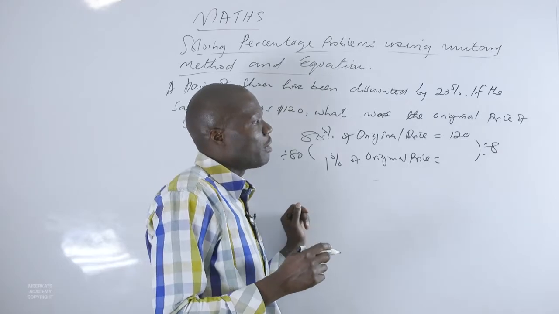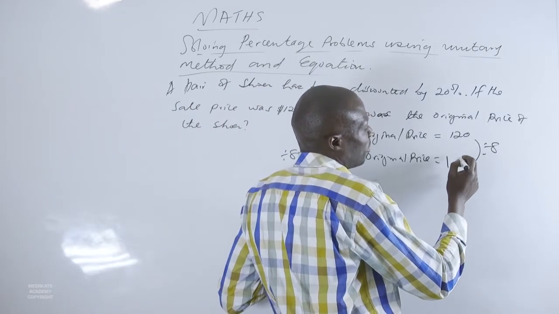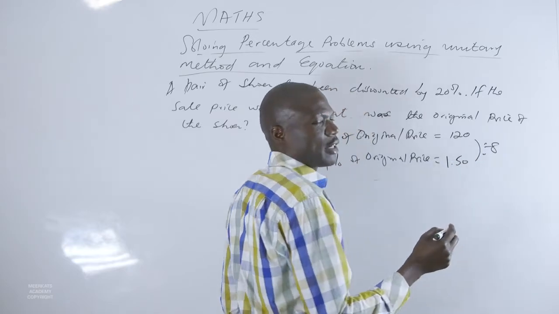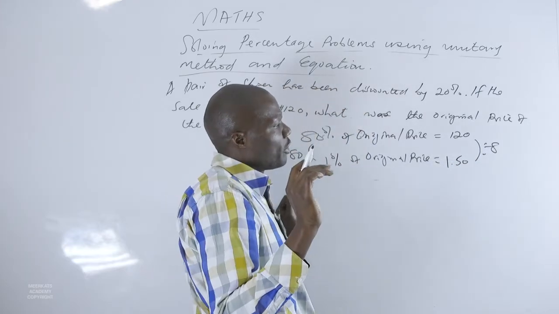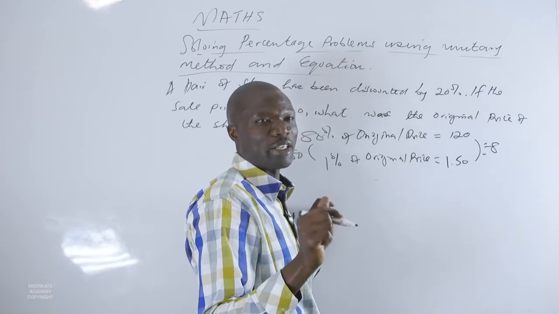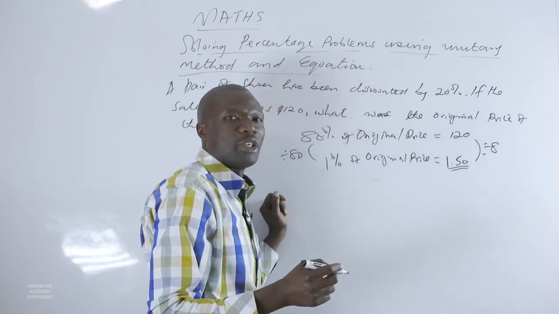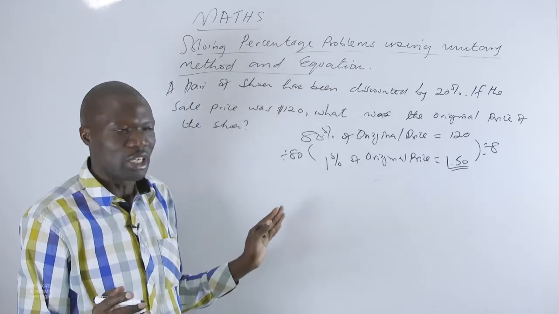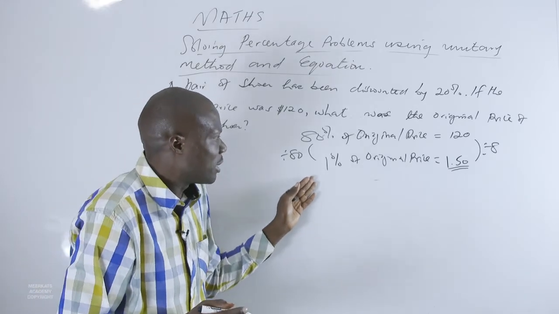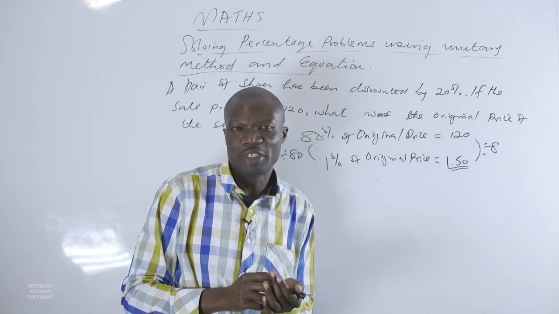When you divide this by 80, you will find that it is going to give $1.50. That is, 12 into 8 is 1, carry 4. 40 divided by 8 is 5. So we are having $1.50. So 1% is equivalent to $1.50.